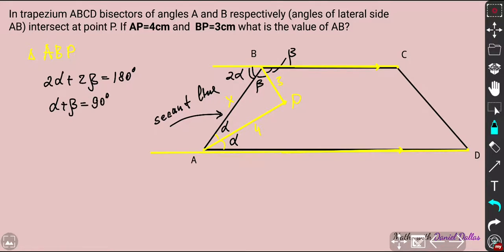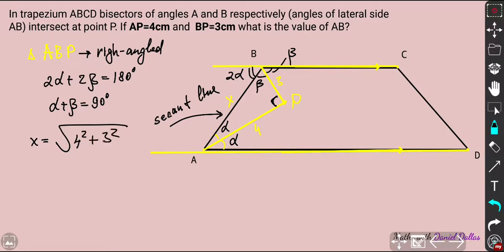Coming back to a triangle, we can say that triangle is right angled, and that means angle P becomes 90 degrees. So that makes finding X pretty easy and pretty obvious. So it's going to be 4 squared and 3 squared: 16, 9, 25, so X becomes 5 centimeters. And that's going to be the answer for this problem.